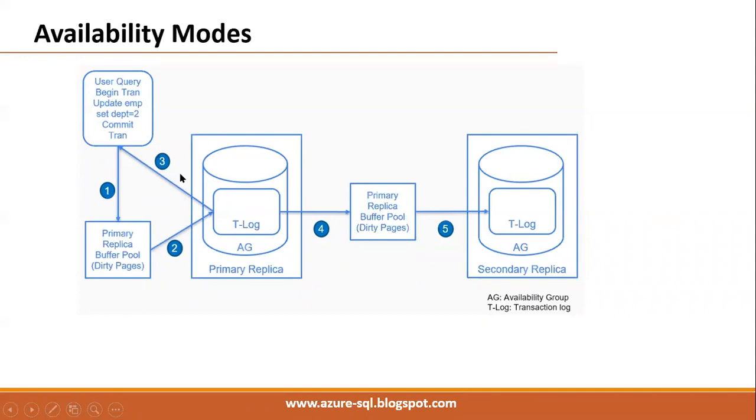Once the user gets the acknowledgement, what is happening? After some time, the primary replica will submit the changes to the secondary replica. That's what happens in asynchronous mode. We have seen there is no automatic failover. Only in synchronous mode do we have automatic failover.